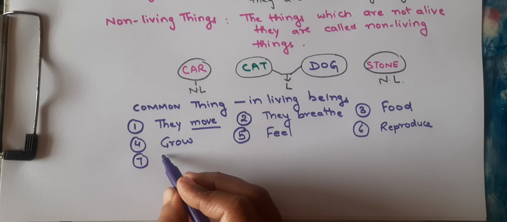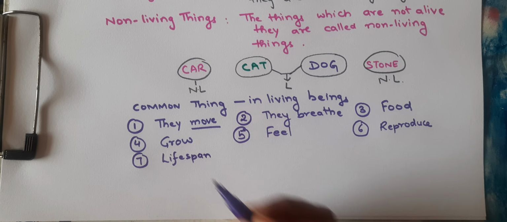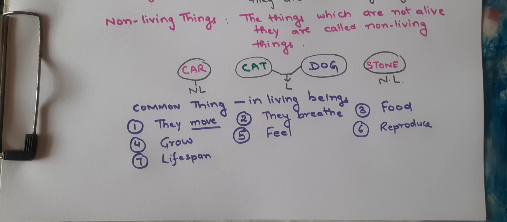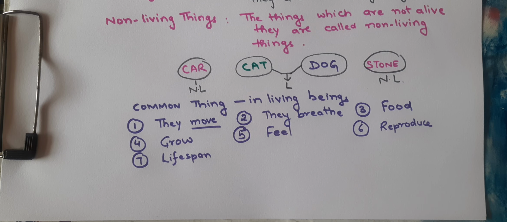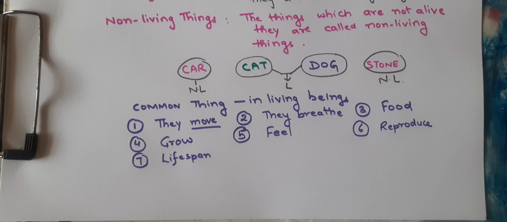Okay, and they have lifespan. Lifespan means we all have to eventually die. So the cat, after living a few years, will die. But the stone will remain forever, maybe for 100 years, 200 years, we don't know. But the cat will live its life, maybe 10, 15, 20 years, and then it will die. Okay, so these are the 7 things that we have to observe in the living things.